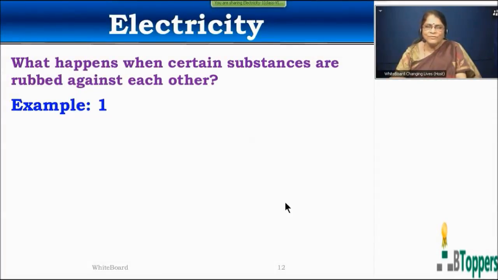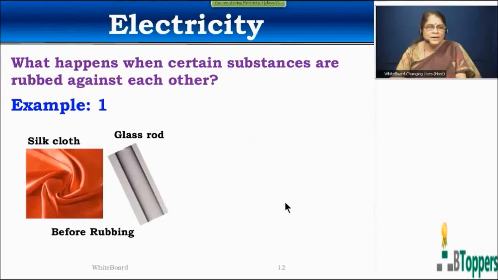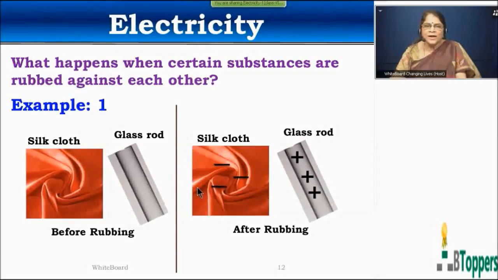One example, just now we were talking about glass rod and silk cloth. Let us see what happens here. Here we have silk cloth and the glass rod, and this is how they are without any charges before rubbing. But after rubbing, just look at the silk cloth and glass rod. Internally, this is how they will be.